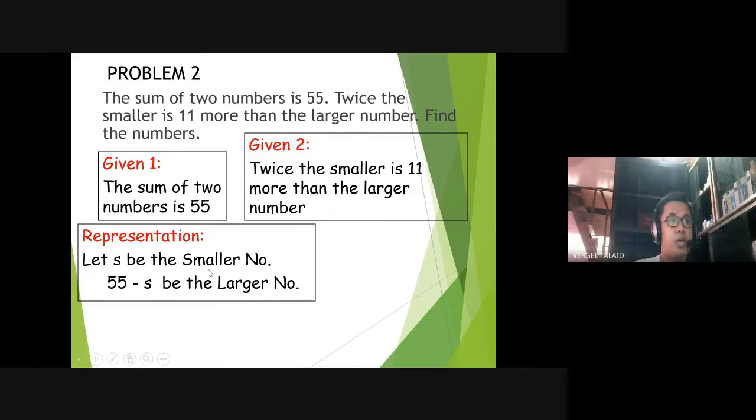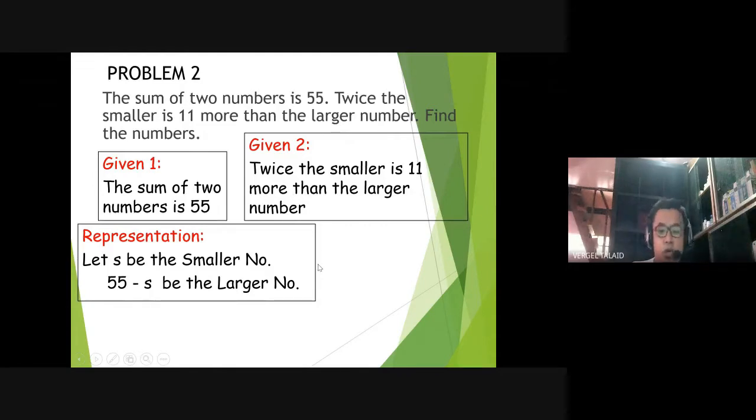So our representation here is: if the sum of two numbers is 55, and S is the smaller, to get the larger, we simply subtract 55 minus S. Take note, we are referring to the sum. So if S is the smaller number, since they have the sum of 55, to get the larger, subtract 55 by the smaller.